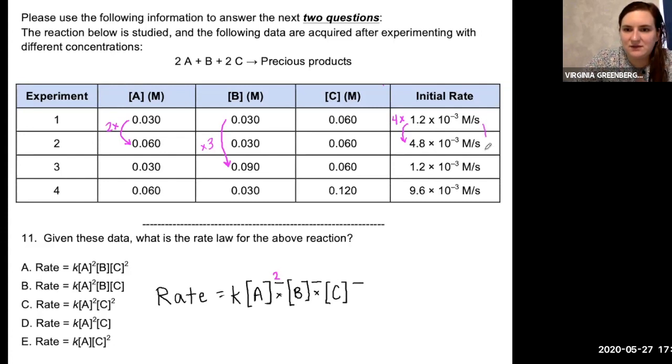And so then if we compare how the rate changes, it stays the same. So it changes by a factor of 1. And that tells me that B has 0 impact on the rate, and so it is 0th order.